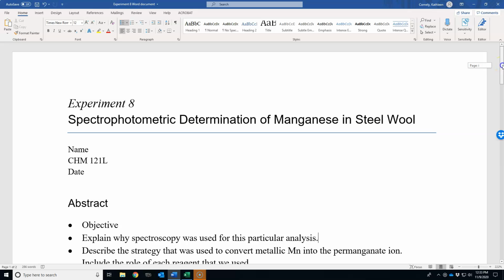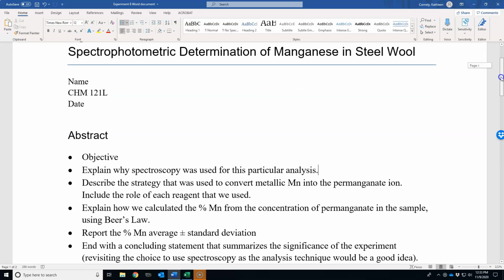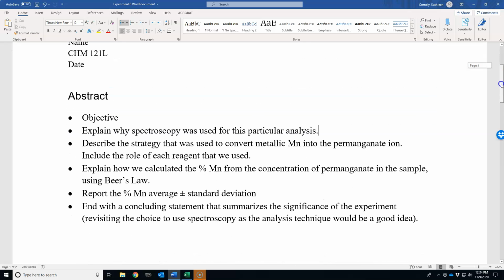So I have my title, and you should of course have your name and the date. And the first thing that appears is the abstract. It is the first thing that appears in your lab report. You might want to write it last because it is a summary of the entire report. So sometimes I find it easier to write an abstract last rather than first. In any case, this is what should be in your abstract.